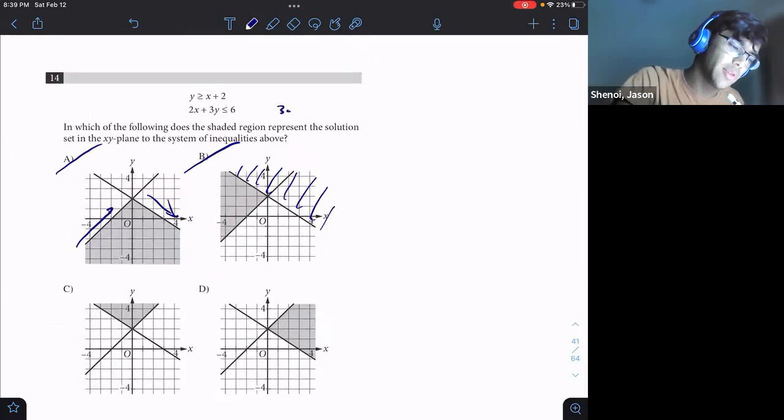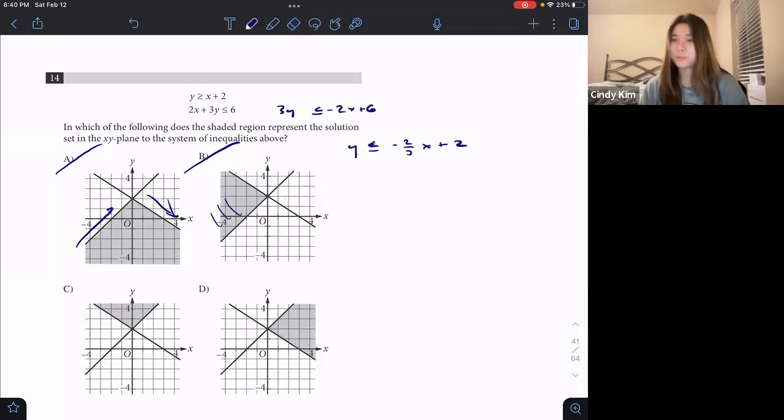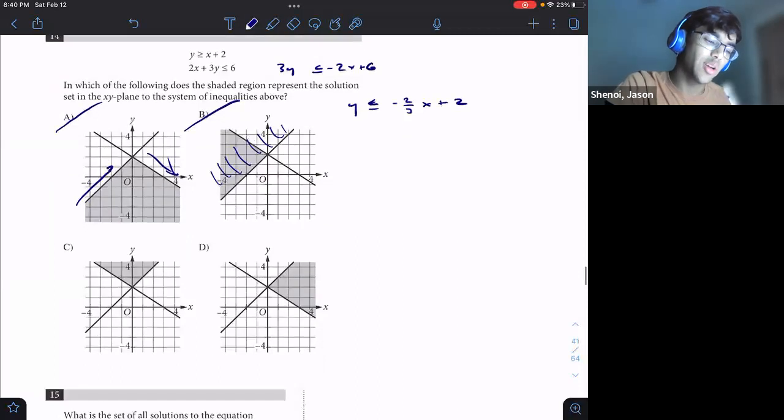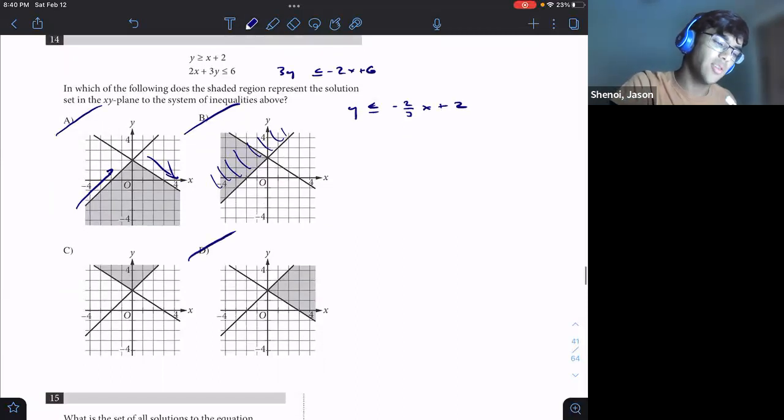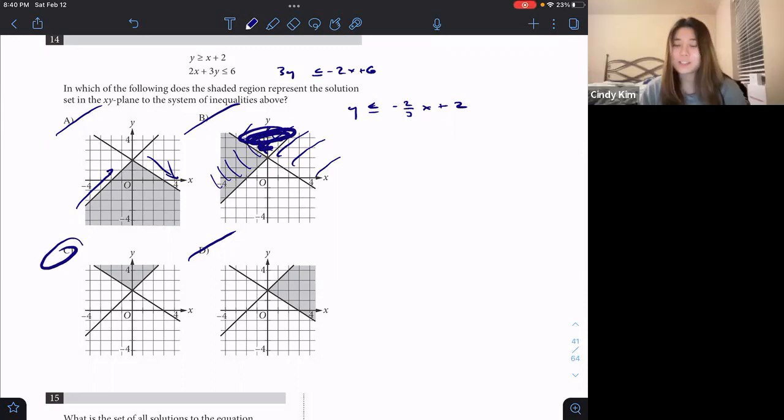And then this one, 3y is less than or equal to negative 2x plus 6. So it's y is less than or equal to negative 2/3 x plus 2. So that's this line, and it's less than that. So it's on this side of the equation. Oh, sorry, my goodness. Forgive me. This side of the equation. So you can cross out D. So it has to be here and there. So the only one that works is C. Do you see how I did that? Yeah, I saw how you did that.